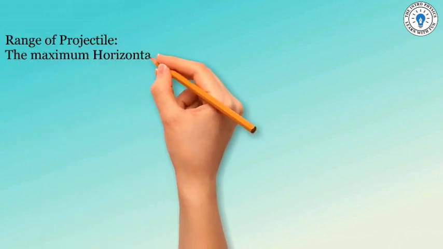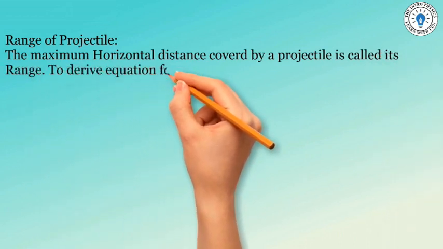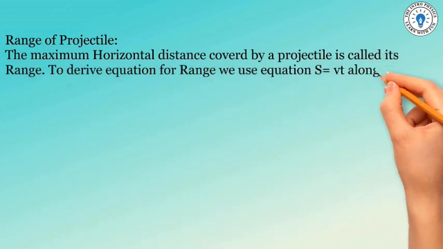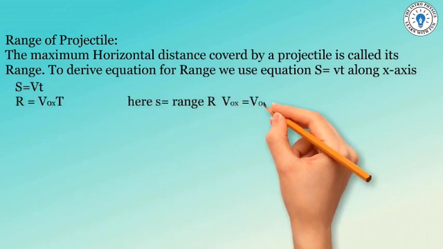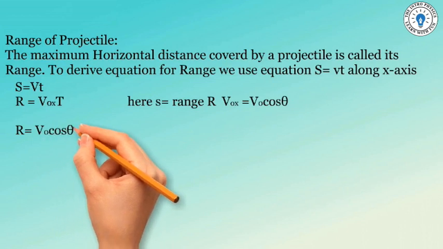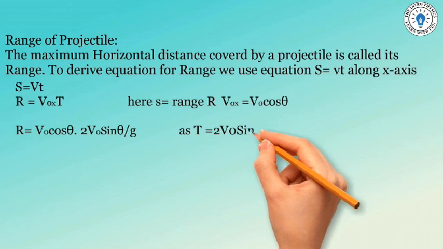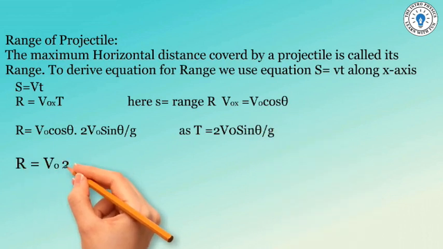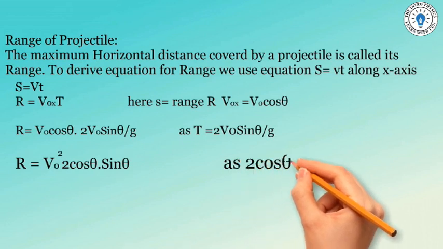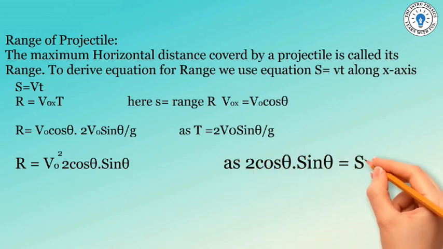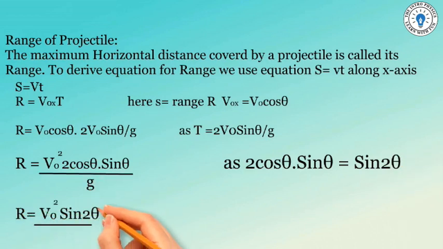Range of projectile. The maximum horizontal distance covered by a projectile is called its range. To derive the equation for range, we use the equation S equal to vt along the x-axis. So range is equal to v naught squared sine 2 theta by g.